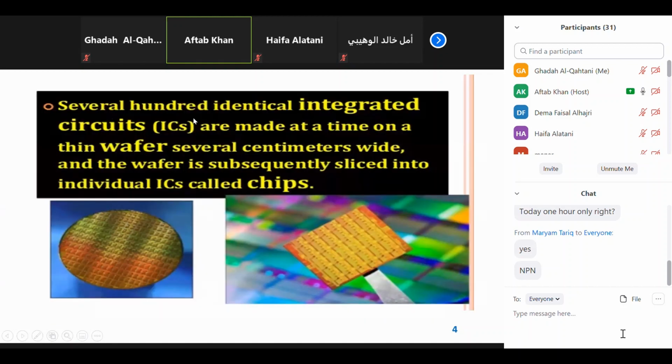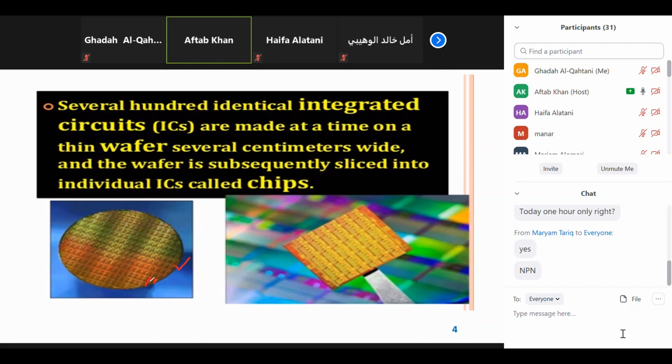So several hundred identical integrated circuits, ICs, are made at the time on a thin wafer. So we basically have a thin wafer of silicon, several centimeters wide, and on this wafer several hundred ICs can be fabricated, and then the wafer is subsequently sliced into the individual ICs called chips. So later on we cut these chips.